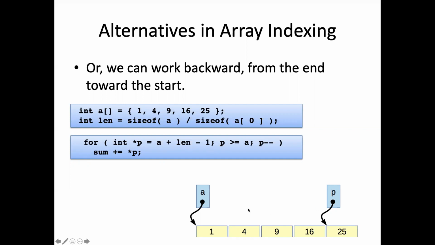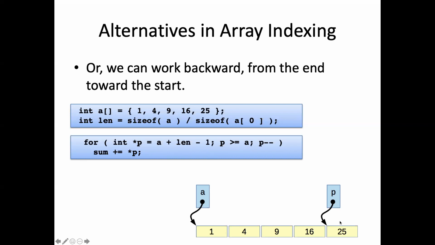I move it to the previous element. The nice thing about this is if I'm going through the array backward, I can use the array itself to know when I've seen everything. As long as p is no smaller than a, as long as I'm still pointing either the same place a is or somewhere later, then I know I'm still on the array.